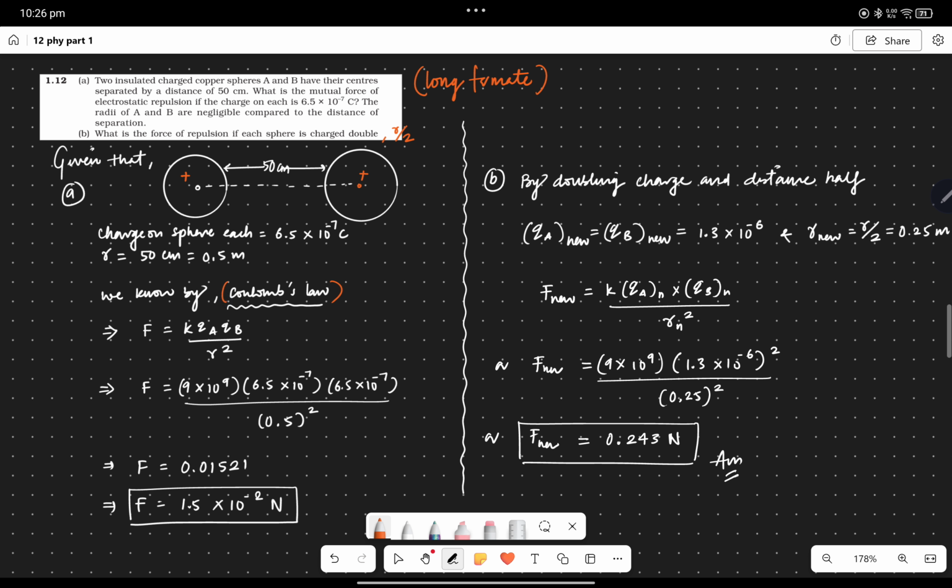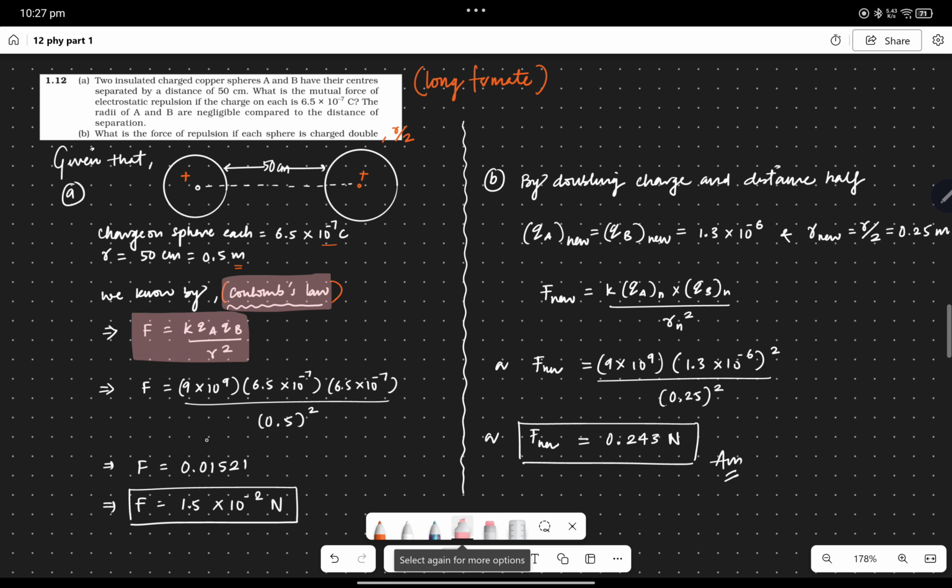Okay, so very simply, if you have to write it in the exam, first of all you have to write the given data, then draw the diagram, and then write that the charge on each sphere is positive 6.5 × 10^-7 coulomb. Then the distance between them, center to center, is 50 centimeter, which is equal to 0.5 meter, changing to SI unit. Okay, and now you have to apply Coulomb's law. So we know that by Coulomb's law, F is equal to K QA QB by R squared.